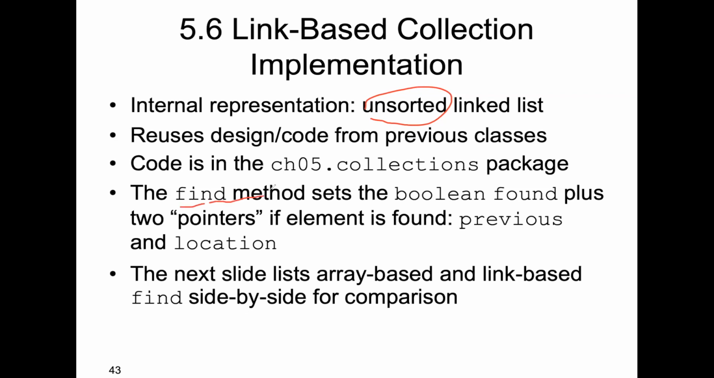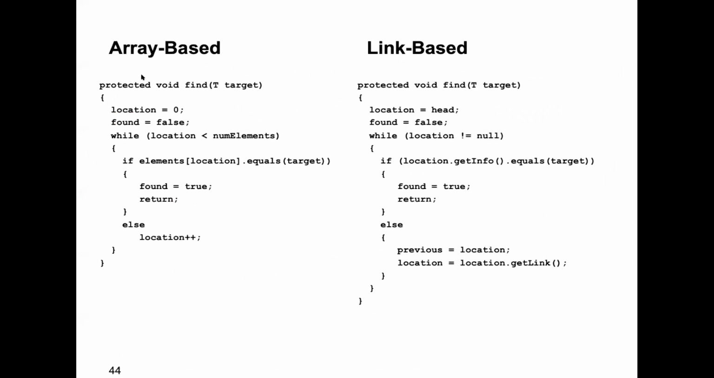The find method sets the Boolean is found or not found, plus the two pointers. And these pointers refer to both the location and the previous element. In the next slide, let's put both array-based and link-based find method side by side so you can see the difference between the two. On the left side, you have the array-based. Right side, you have link-based.